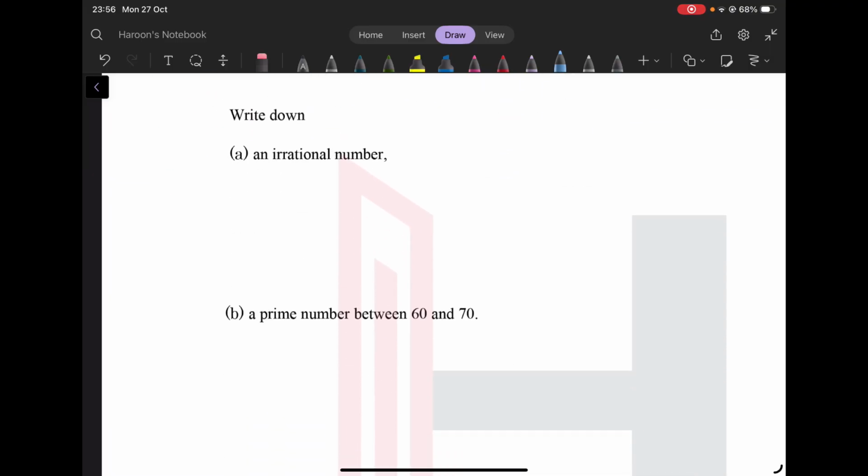Write down an irrational number. This can have multiple answers. So for example, you could have written pi, or basically you can write any non-square number inside the root. So for example, square root of 2, or let's say square root of 8, or let's say square root of 15. It should be a non-square number.